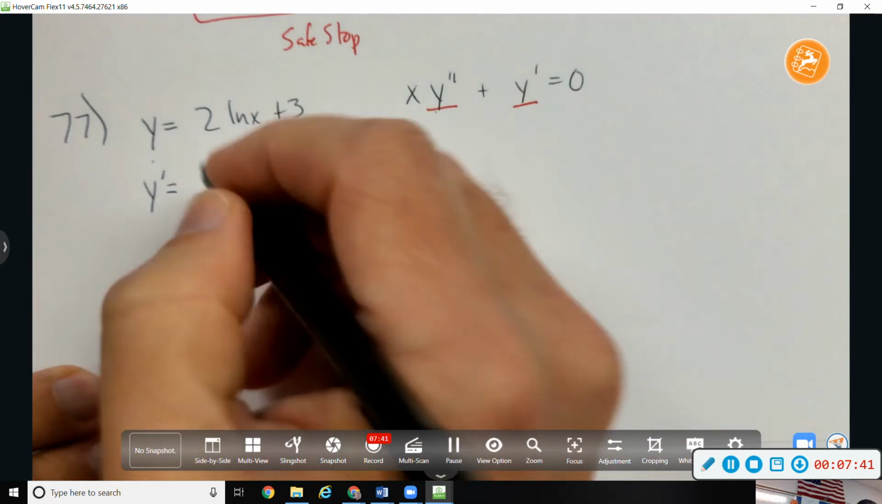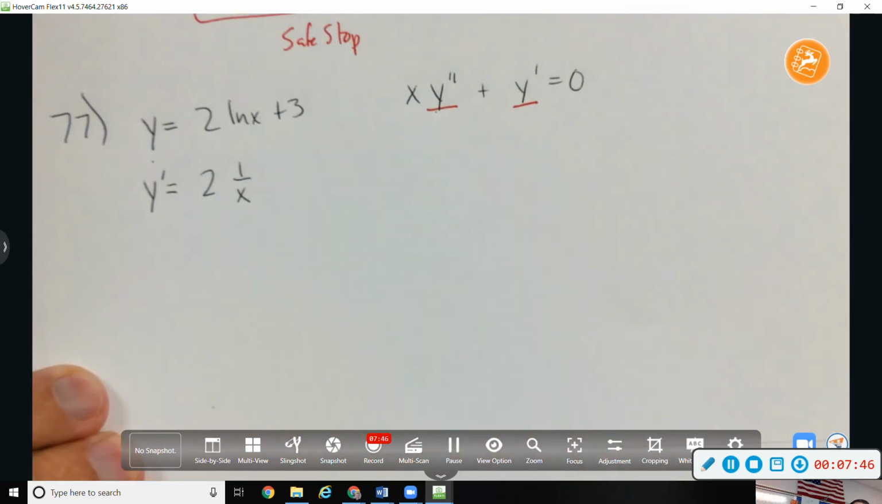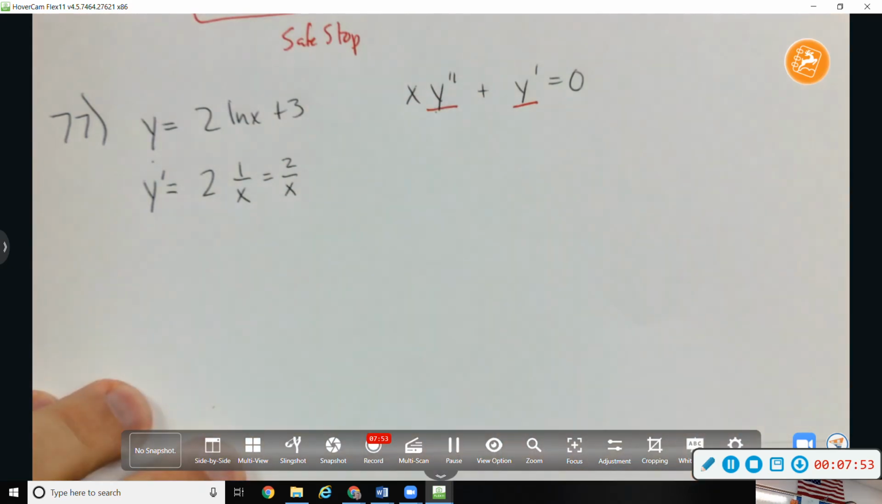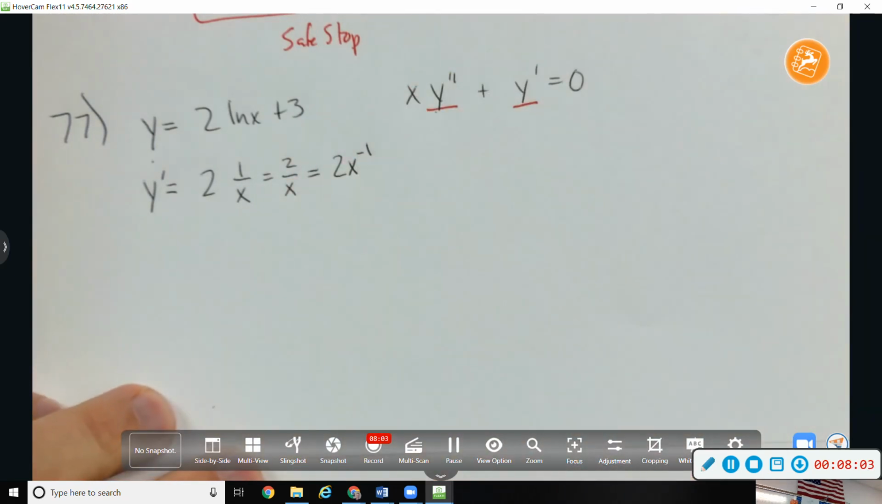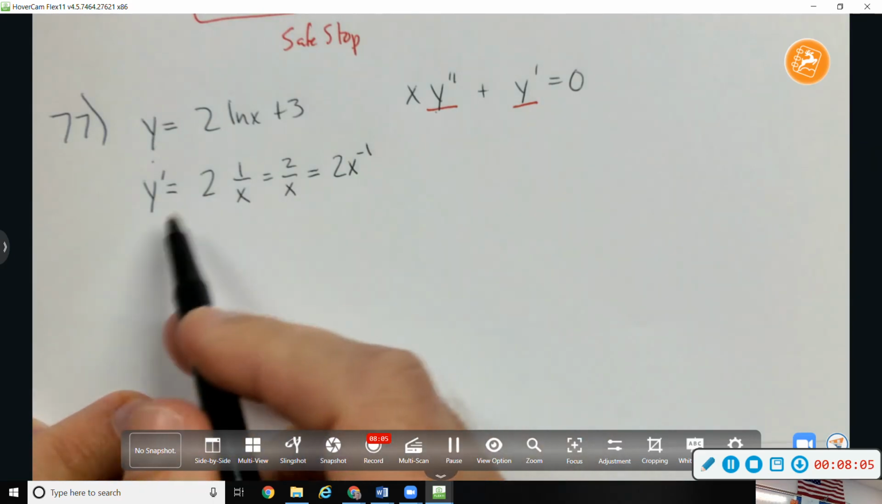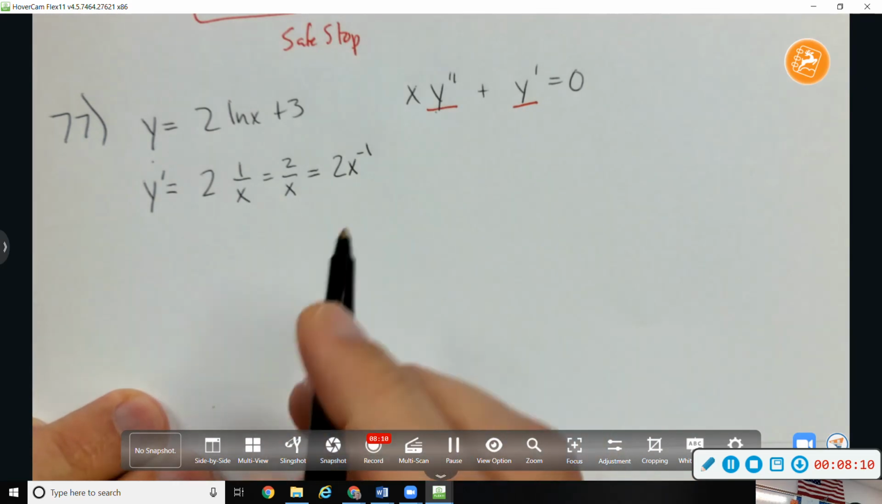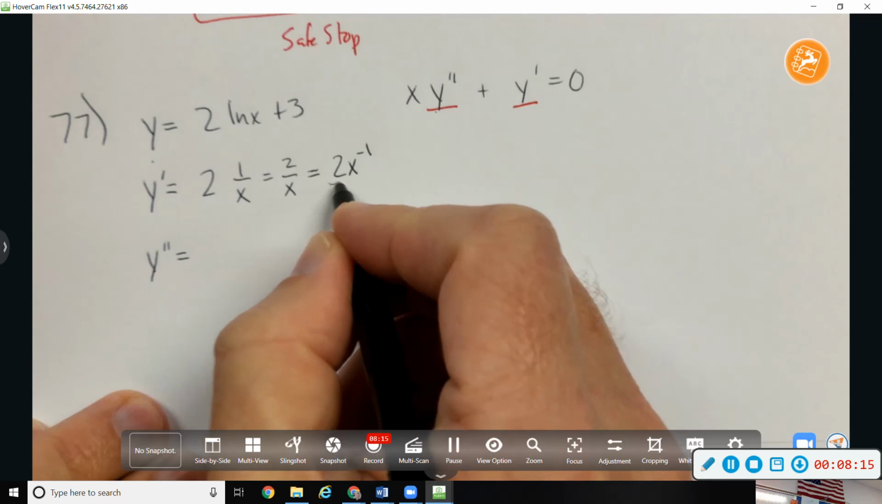So y prime would be 2 times 1 over x, which is 2 over x. Although since I need to do a second derivative, I'm probably going to write that as 2x to the minus 1. So all of those are equal. It's just depending on the situation or circumstance as to which one is most helpful. But if I need to take another derivative, that last one is what I would be looking at.